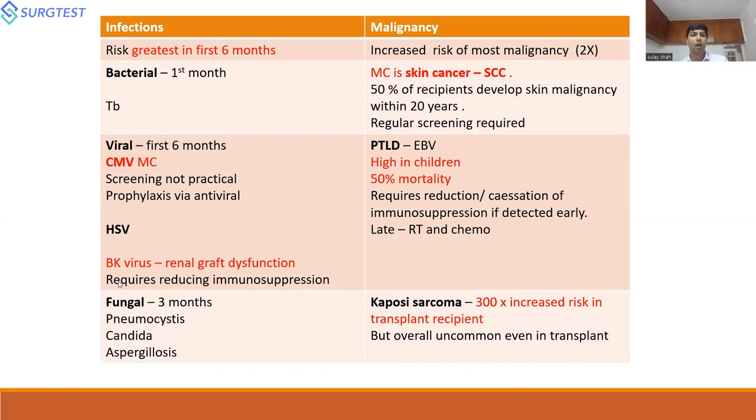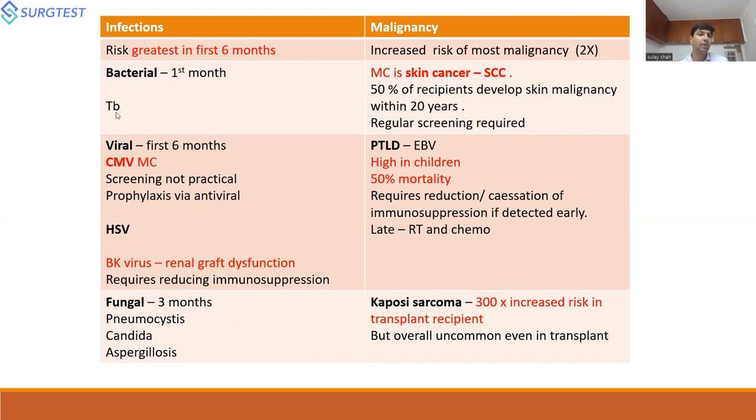So apart from that, the bacterial infections, you have to give prophylaxis. TB prophylaxis is commonly given in our country. CMV prophylaxis is not given per se directly, but if suspected, it can be given. Screening is not done usually. BK virus again requires reducing immunosuppression. And fungal infections, candida, aspergillosis, basically anything can happen.